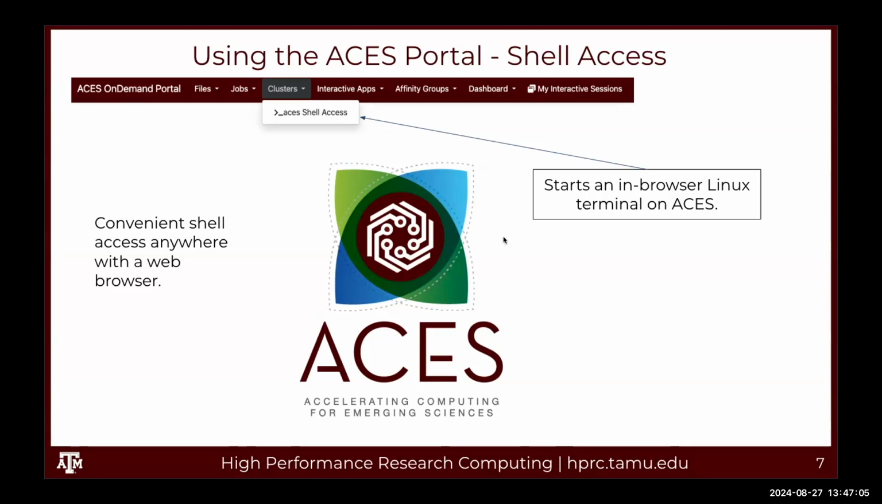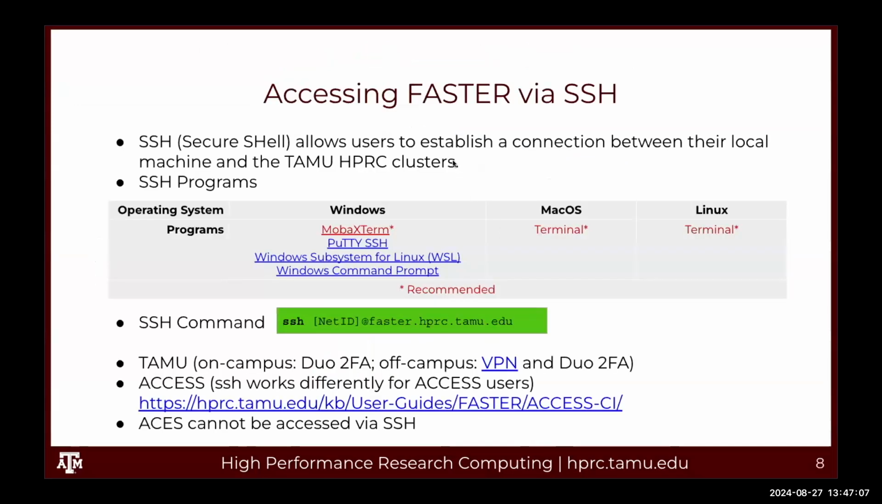So we'll go ahead. And so coming to FASTER, to access FASTER, you can use SSH. So SSH allows users to establish a connection between their local machine and the HPRC clusters. So if you're on Mac or Linux, you can simply use your terminal and just SSH into the clusters. If you're on Windows, you can use applications like MobaXterm, PuTTY, WSL, or the command prompt, or even PowerShell.